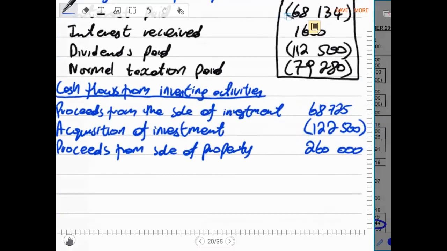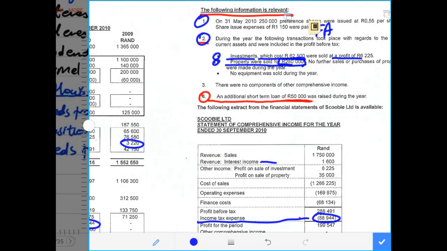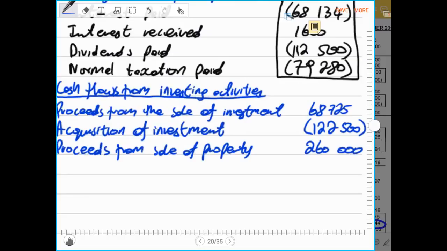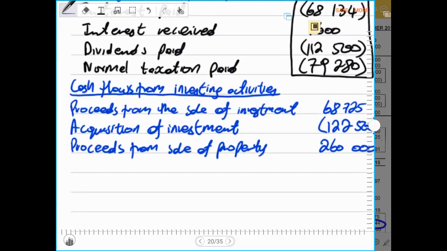Now let us check. When it comes to the property, 260,000 is recorded, and they are saying to us after that sentence, no further sales or purchase of property were made during the year. That means there was no sale and there was also no purchase of property during the current year, and that is very exciting. It's good news. So now it means there's nothing else that will affect our property with regard to our cash flow. So if nothing was done with regard to our cash flow, we don't have to do a test when it comes to the ledger account of property.